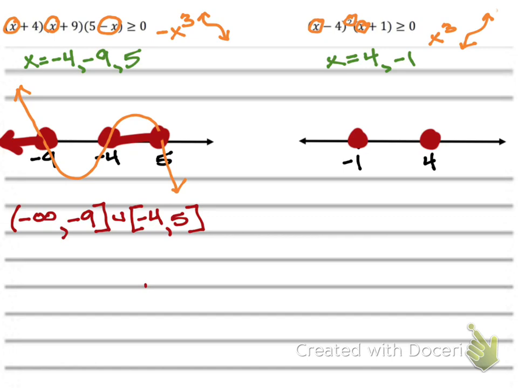But notice the factor x minus 4 is to the second power, correct? Which means it has an even multiplicity. So at 4, it's going to bounce.